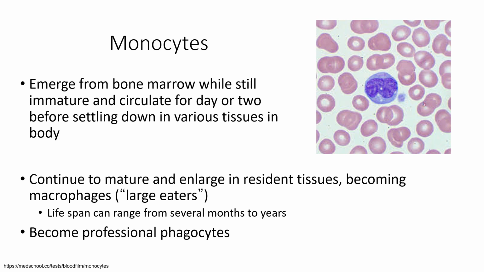Monocytes emerge while still immature and circulate for about a day or two before settling in various tissues in the body. They continue to mature and enlarge in resident tissues to become macrophages. Their lifespan can range from several months to years. Macrophages, meaning they become professional phagocytes.